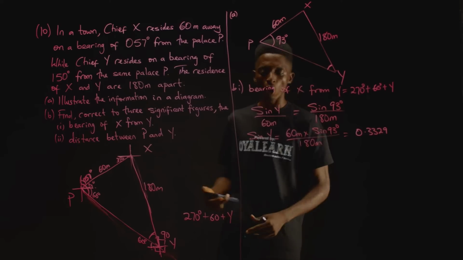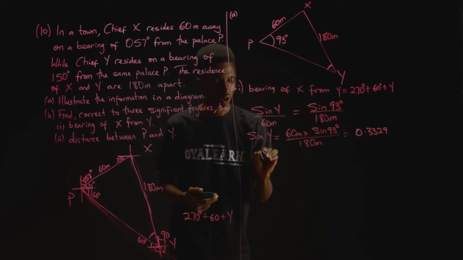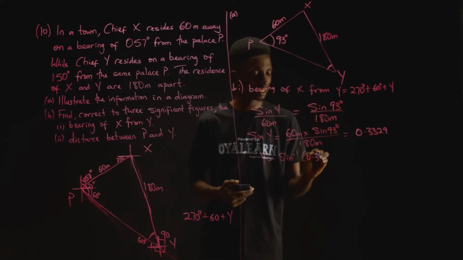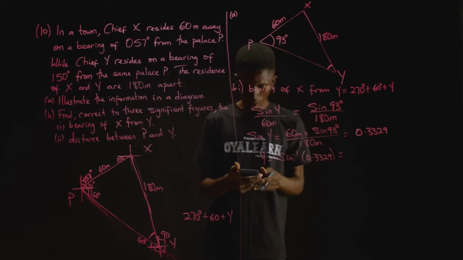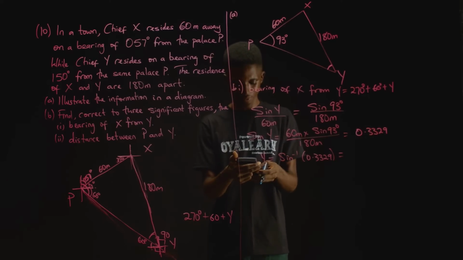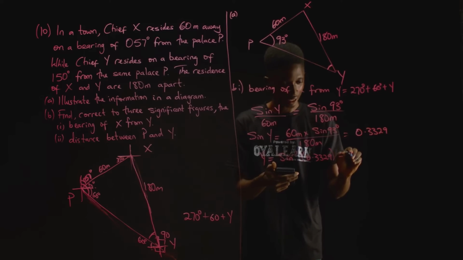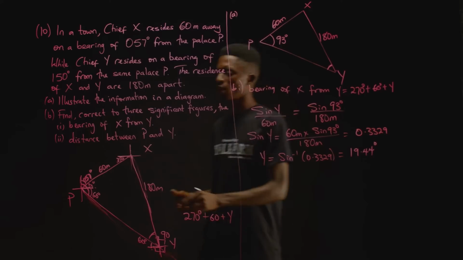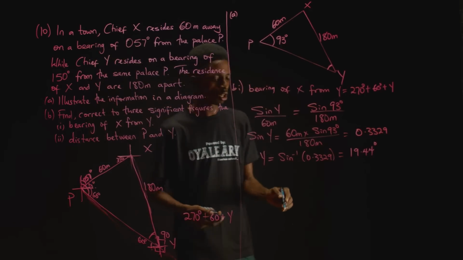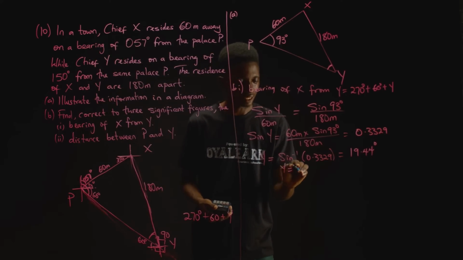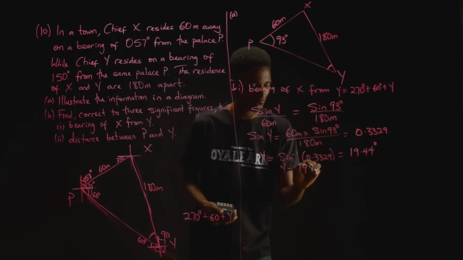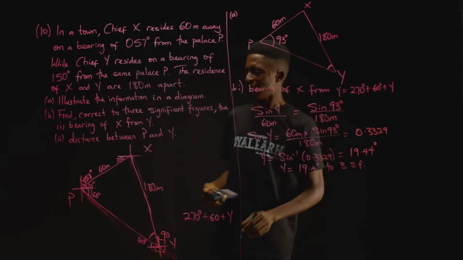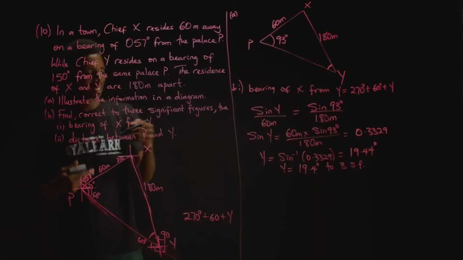So what we have is 0.3329. Write it at least to 4 decimal places. So that is Y becomes sine inverse of 0.3329. So when we compute sine inverse of our answer, we're going to have 19.44, right, in degrees. But the question says to 3 significant figures. So that is Y is then 19.4 degrees to 3SF.